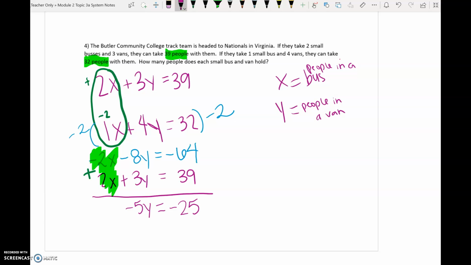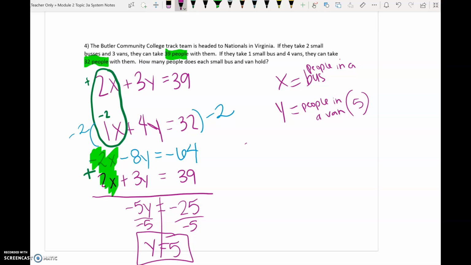Now I just have one variable, and we know how to solve equations like this. All we have to do is divide. We're going to see that y equals 5. So that means we can hold 5 people in a van. But how many people can we hold in a bus?